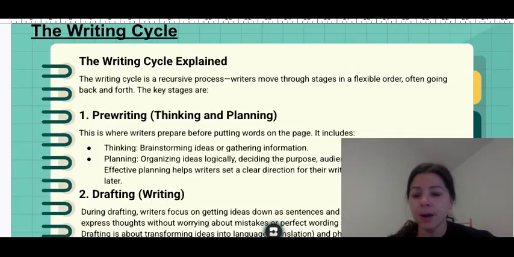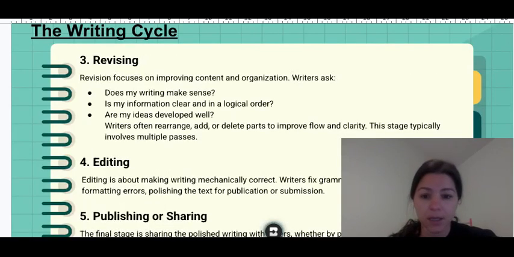And then we talk about revising, right? We're focusing on improving our content and our organization. So we ask ourselves, does our writing even make sense? If it doesn't make sense, we have to go back and figure out where it doesn't make sense. And we have to maybe think about our word choice, our word order, maybe think about syntax and how we can make our sentences make more sense.